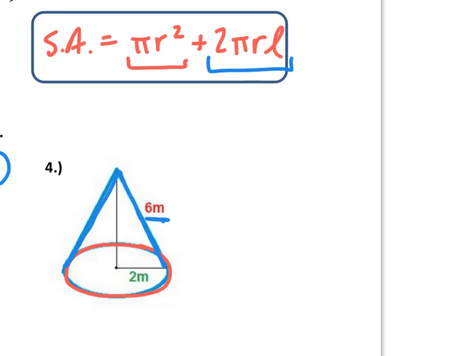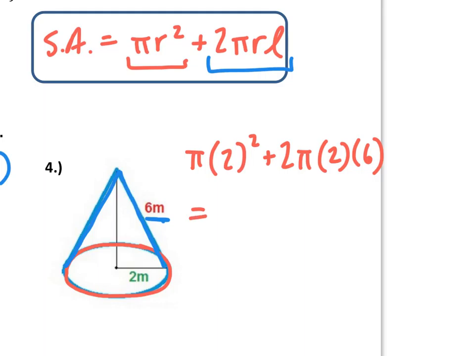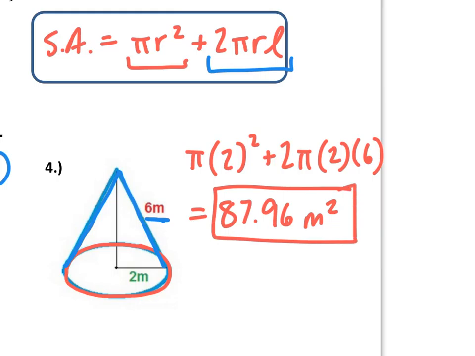So surface area is going to be pi times 2 squared plus 2 pi times 2 times 6. And when you put that in your calculator, you get 87.96 meters squared. And that is the surface area of this cone.